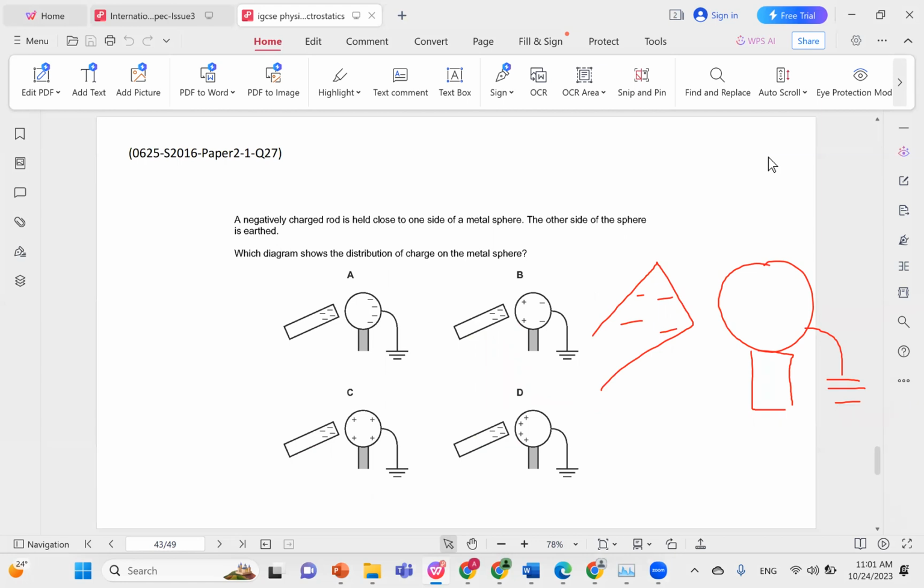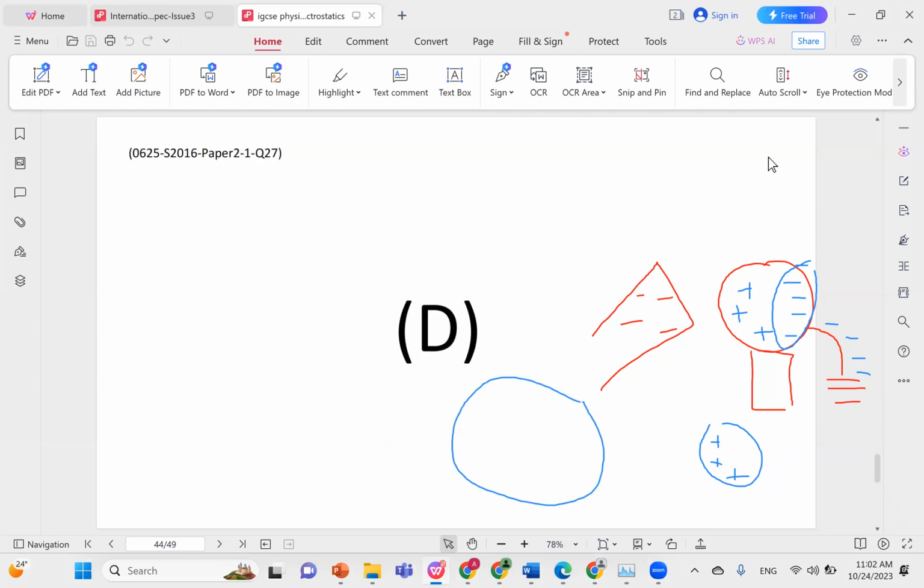So we expect the positives to be attracted towards the left a little bit, and the negatives to be repelled towards the right. And since it's earthed, the negative electric charges, these guys, are going to flow through the cable to the earth. So what are we left with? We are left with positive charges only. And are they scattered around the sphere or pulled towards the left? Of course, they're pulled towards the left because the rod is negatively charged. So the correct choice here is choice D.